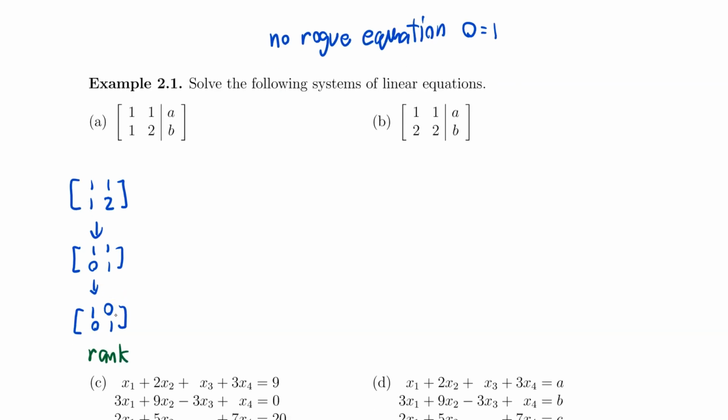So the rank of this is going to be 2, and that is equal to the number of rows of my matrix, which is the number of equations that I have. So that means these two numbers are equal. I can always find a solution to this system. So this one is always solvable.